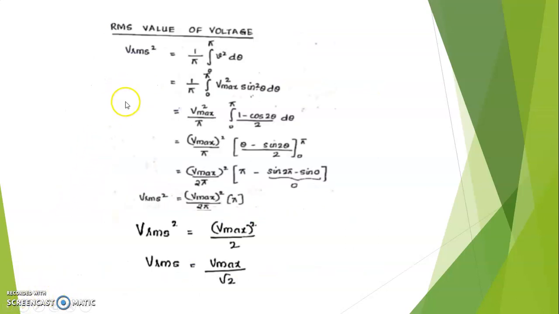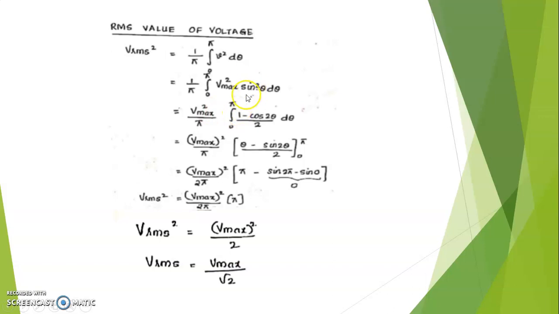So, let us find the RMS value of a bridge rectifier. Vrms squared is equal to 1 by pi, where pi is the interval at which the waveform repeats. Integral 0 to pi, again till where the waveform repeats, v squared d theta. What is small letter v? That is the equation of the waveform. So, that is equal to Vmax squared sin squared theta. And Vmax squared is a constant, so we will take it outside the integration sign.